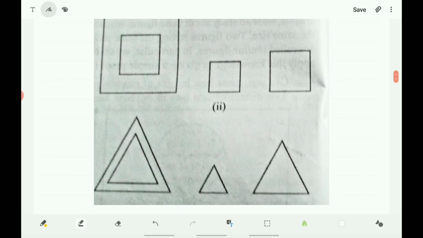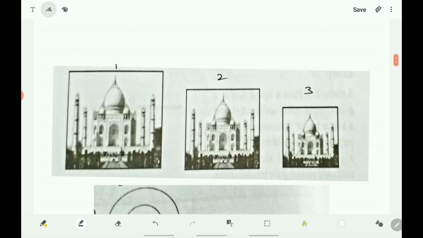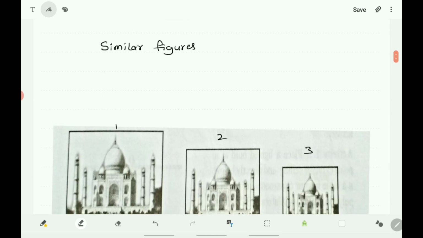Next you take the triangles here. All these four triangles are equilateral triangles. They are equilateral triangles and they are also similar here. So what is the difference between similarity and congruence?